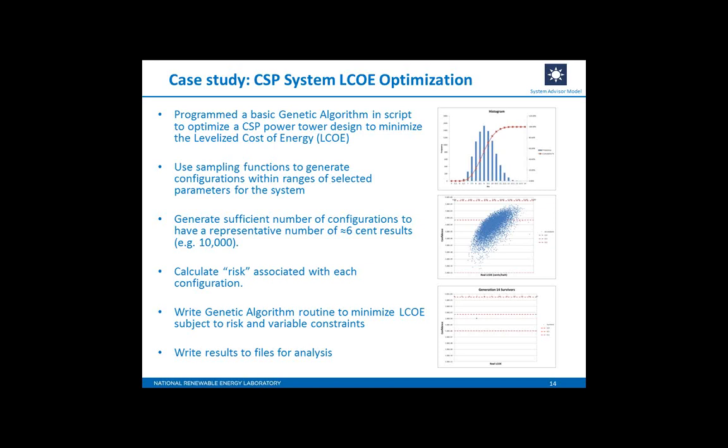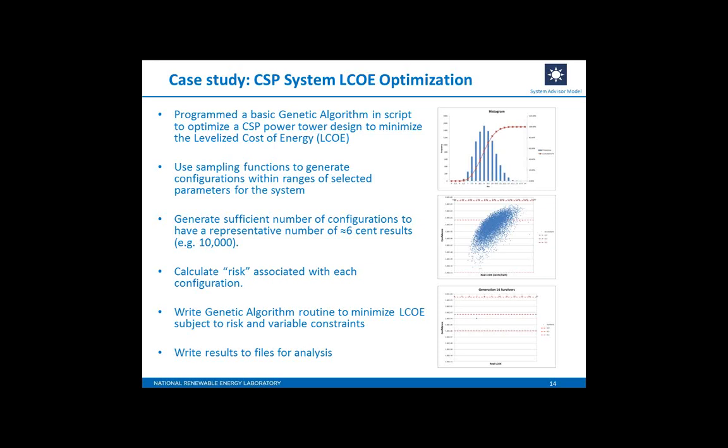Also at NREL, another script that was developed by the CSP group was to figure out how to optimize CSP power tower design parameters to minimize the levelized cost of energy of the system. This was one of the most complicated and pretty impressive uses of the scripting language that I've seen. This person programmed a genetic algorithm in script and sampled a bunch of different design parameters of the CSP system within selected ranges.